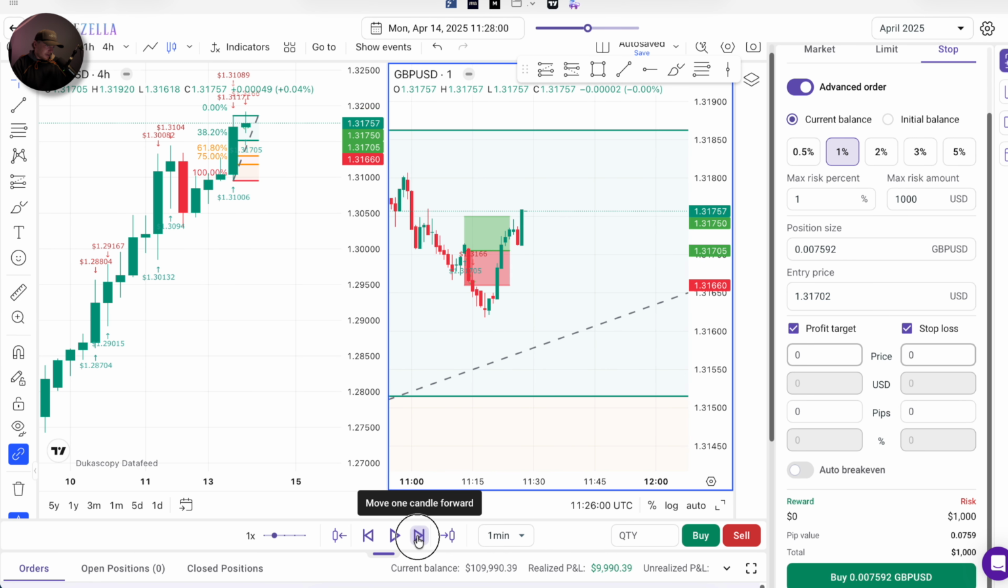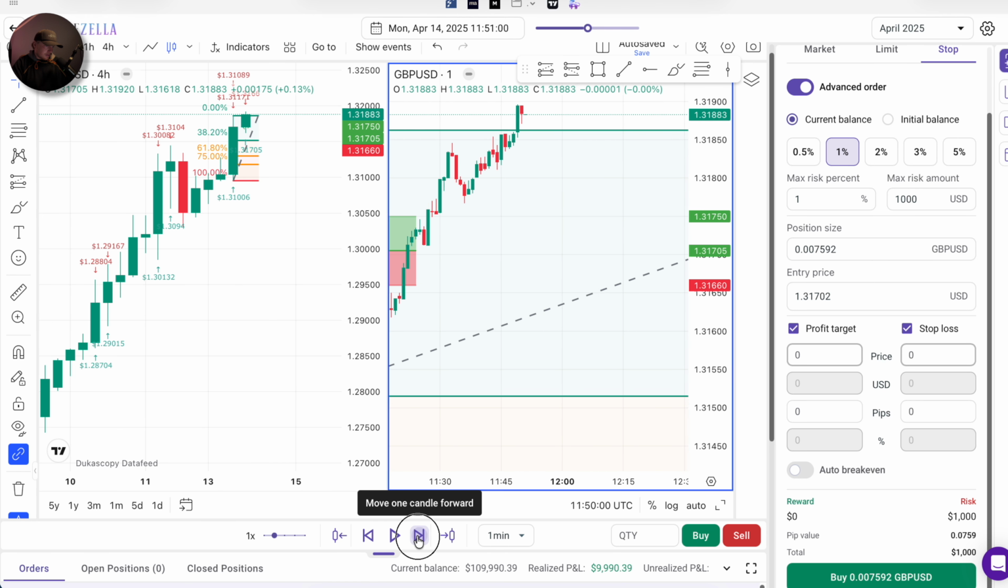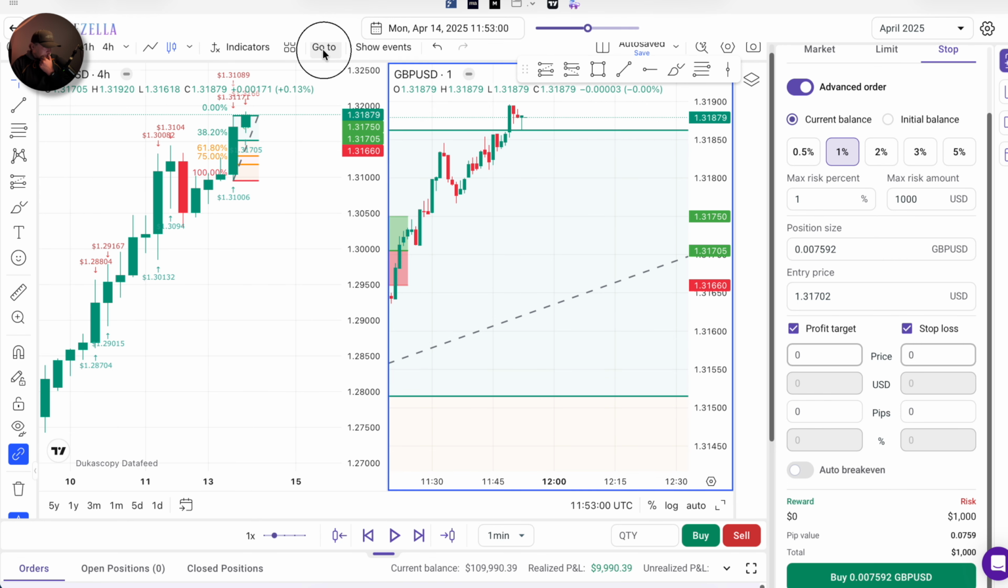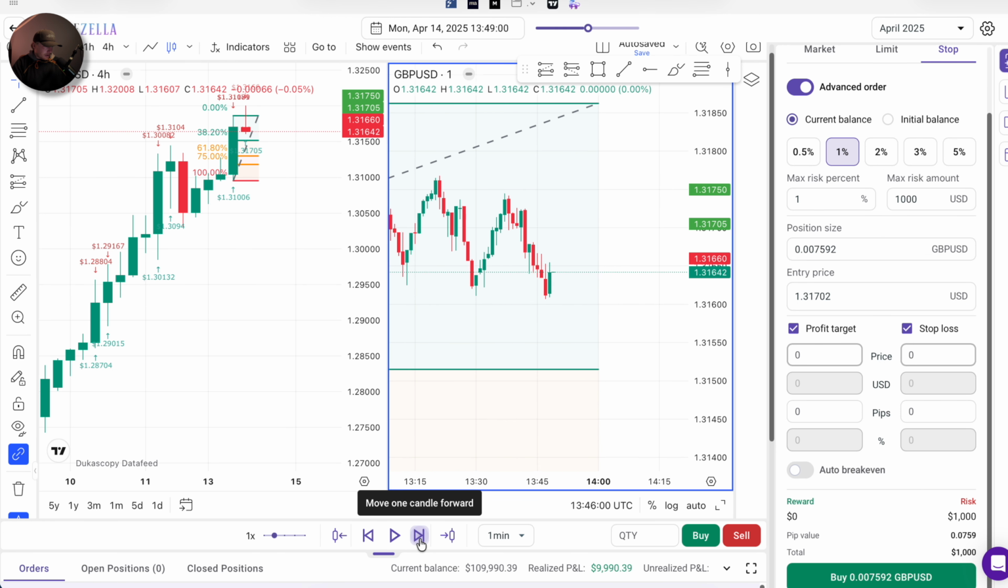Was there another shift there? No. And we break out. Okay, cool. Let's go to start of New York session. See if we can get a trading opportunity here.